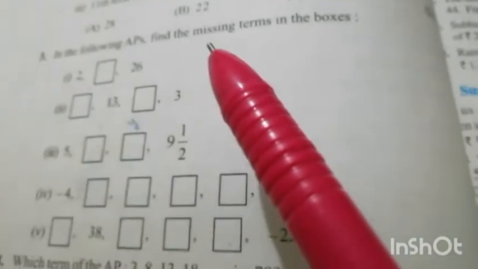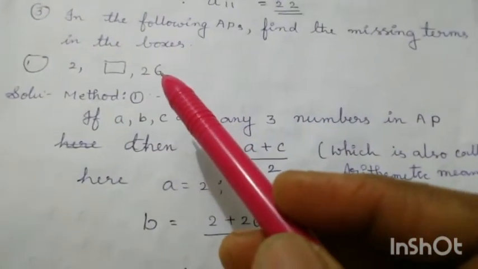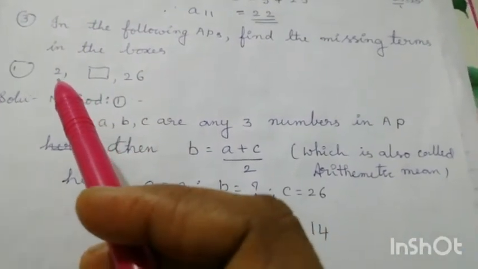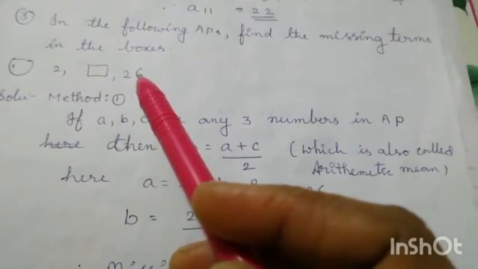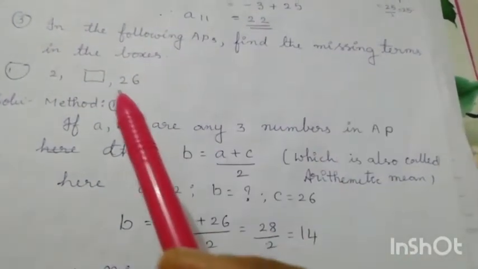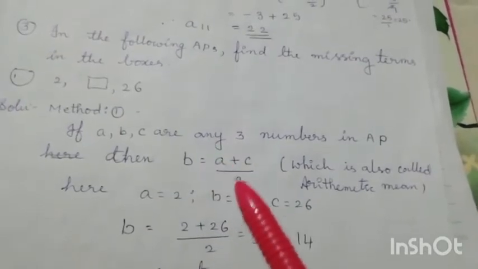Now we will come to the third question. The third question is, in the following APs, find the missing terms in the boxes. Here you have a total of 5 problems. I'll do 3, you will do 2 in the homework notebook. Now we'll come to the third question, first bit, 2, box, 26. This can be done in two ways. Suppose you take this as A, this as B, this as C. If A, B, C are in arithmetic progression, then B is equal to A plus C by 2.